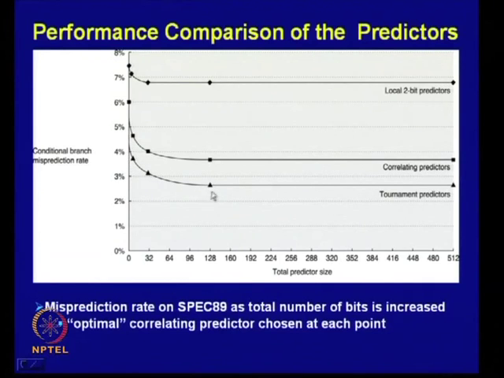And the last curve, where the misprediction rate is less than 3%, is for the tournament predictors, which I have just discussed in detail. For the tournament predictor, you get very good performance, and you can get a misprediction rate of less than 2%, that means for more than 98% of the cases the prediction is correct. So, it will definitely give you good improvement in processor performance.